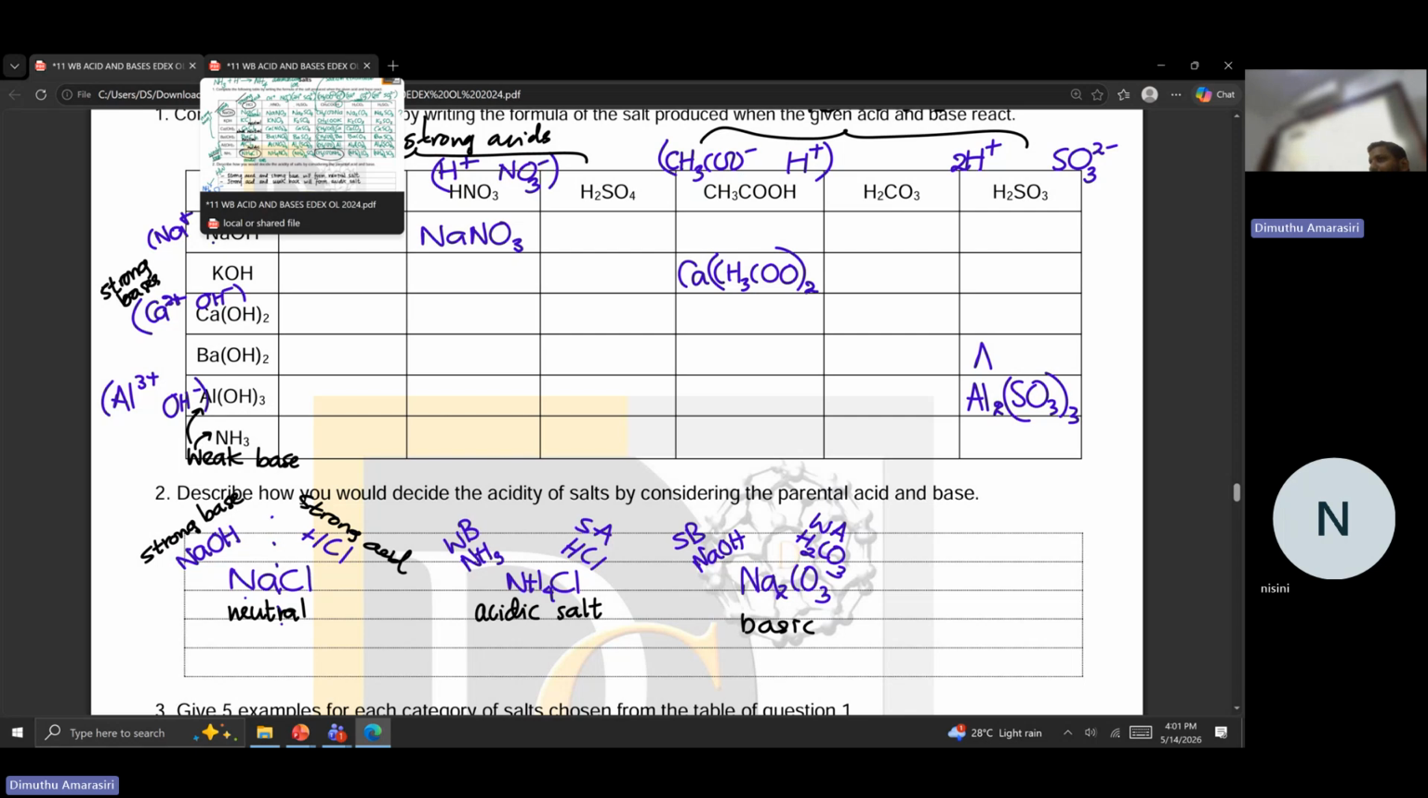Okay. You. Lithium sulfide. Acidic. Why? Lithium hydroxide. Strong base, huh? Base is strong.